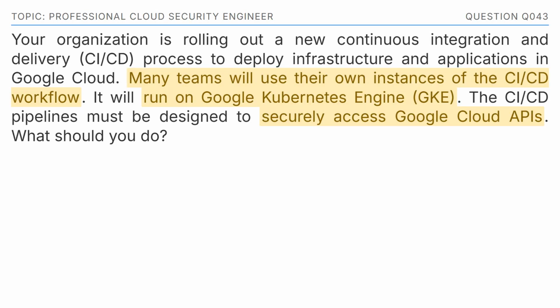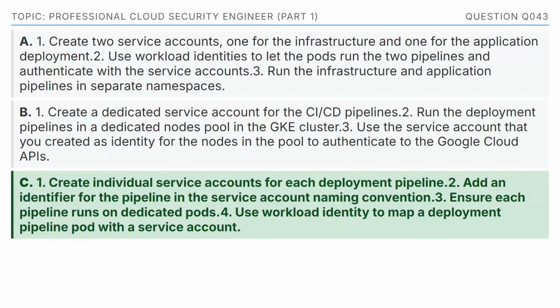To arrive at the correct answer, we focus on the keywords. Many teams will use their own instances of the CI/CD workflow, run on Google Kubernetes Engine, GKE, securely access Google Cloud APIs. The correct answer is option C. 1. Create individual service accounts for each deployment pipeline. Point 2. Add an identifier for the pipeline in the service account naming convention. Point 3. Ensure each pipeline runs on dedicated pods. Point 4. Use workload identity to map a deployment pipeline pod with a service account.